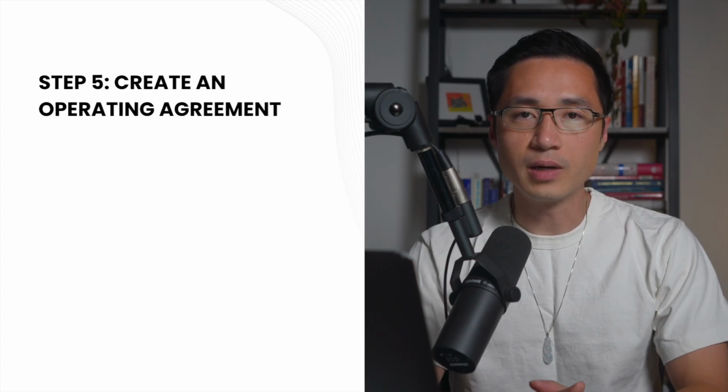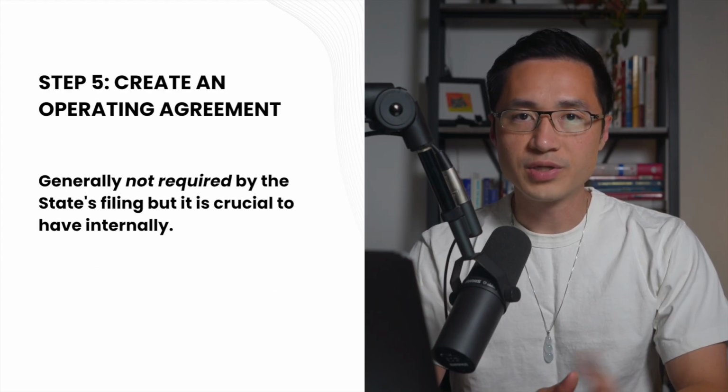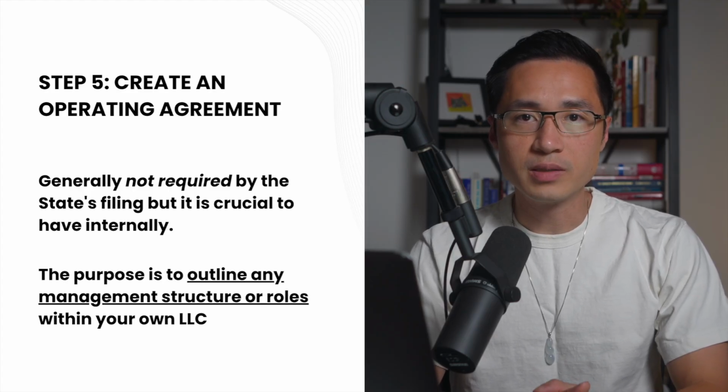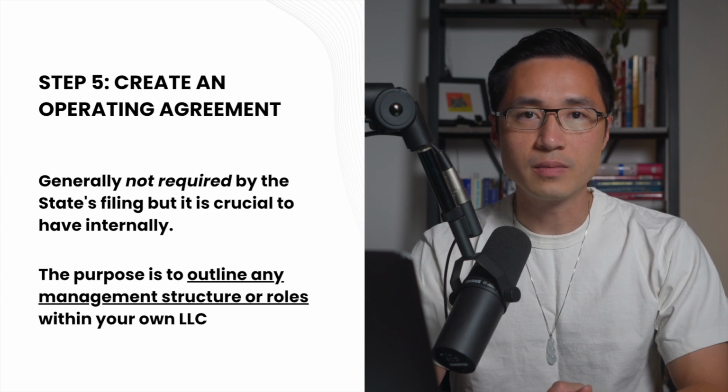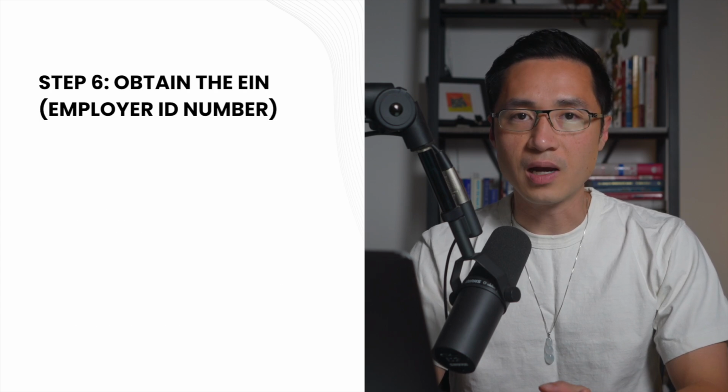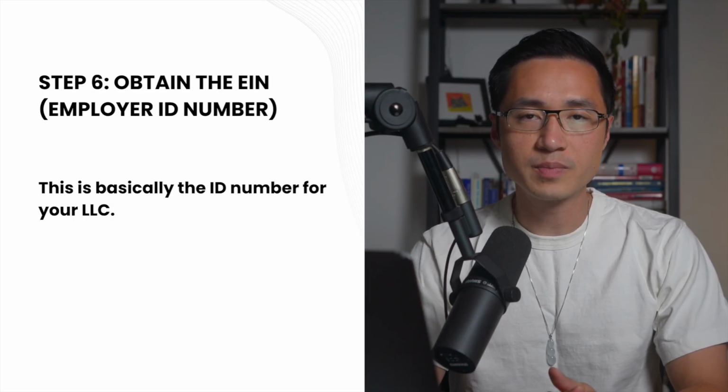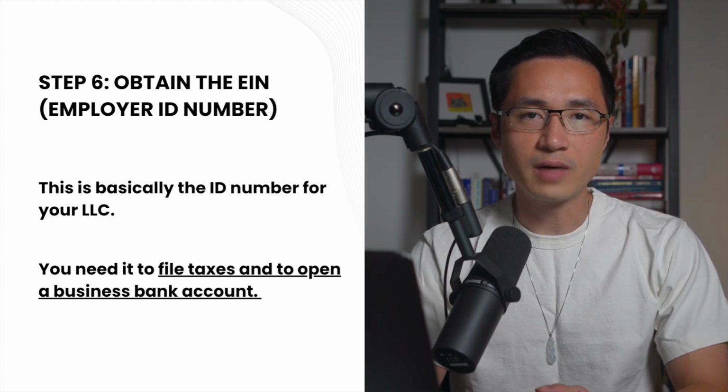The next step is to create an operating agreement. This step is generally not required by the state's filing, but it's still crucial to have it set up internally. The purpose of this agreement is to outline any management structure or roles within your own LLC. Step number 6 is to obtain the EIN, which is your employer identification number from the IRS. This is basically the ID number for your LLC, and it's necessary in order for you to file taxes and also open a business bank account.